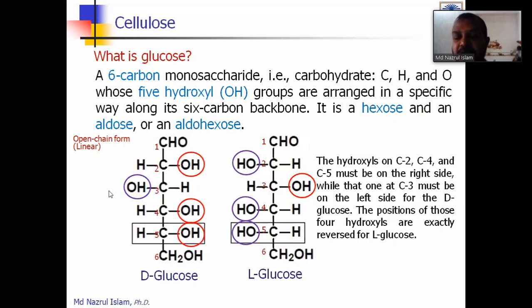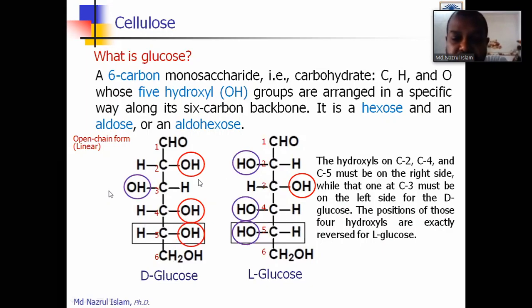When we start to know the structure of glucose, now we have confusion, because earlier we mentioned that it is made from glucose, but now we are seeing that there are two different types of glucose. One is D-glucose, one is L-glucose. So okay, let's see what is D-glucose and what is L-glucose. But in the structure, the 1 and 6 positions are the same.